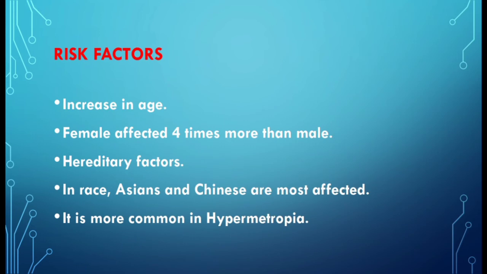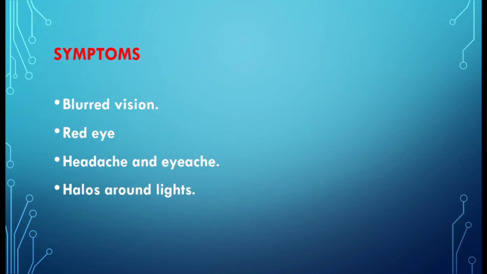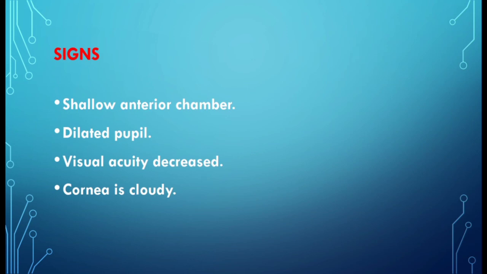Risk factors of closed angle glaucoma. As age increases, this type of glaucoma occurs, and females are affected 4 times more than males, and genetics plays a role in this type of glaucoma. Asians and Chinese are mostly affected, and hypermetropic people are mostly affected. Next, symptoms of closed angle glaucoma. They have blurred vision, and they also have red eye. They feel headache and eye ache, and they feel halos around the lights. Next, signs of closed angle glaucoma. They have a shallow anterior chamber, their pupil is dilated, visual acuity gets decreased, and the cornea is hazy.